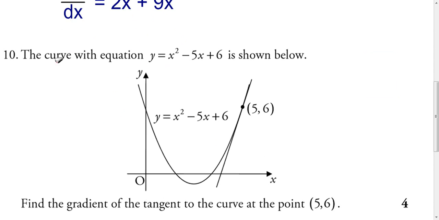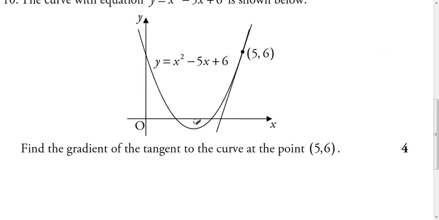Okay, question 10. The curve with equation y equals x squared, take away 5x plus 6 is shown below. Find the gradient of the tangent to the curve at the point 5, 6. So we're looking for the gradient of this line. So to get the gradient of this line, we need to differentiate the curve and then substitute in the x value.